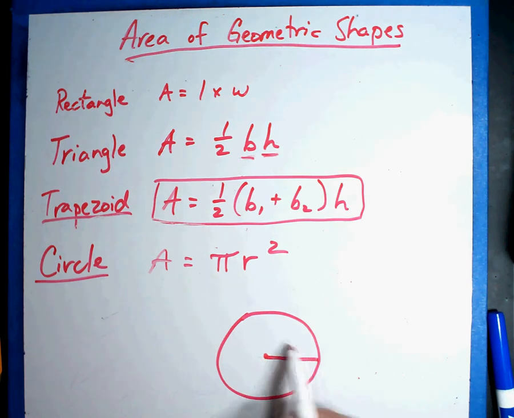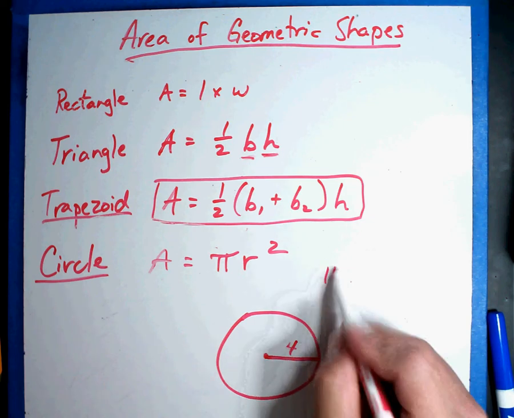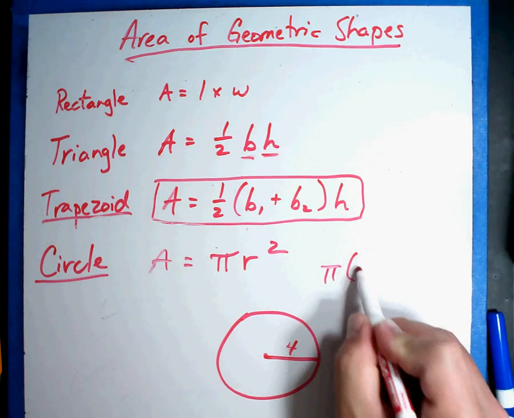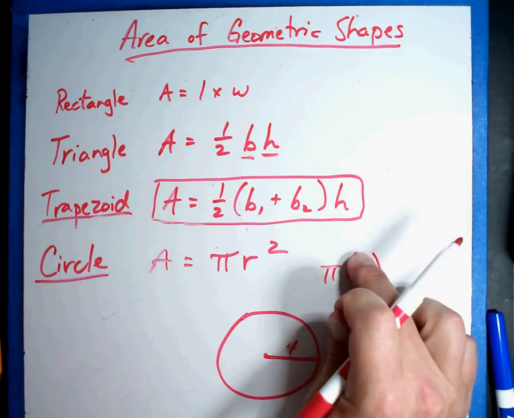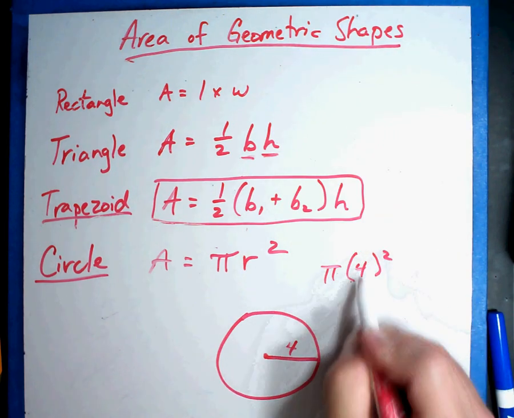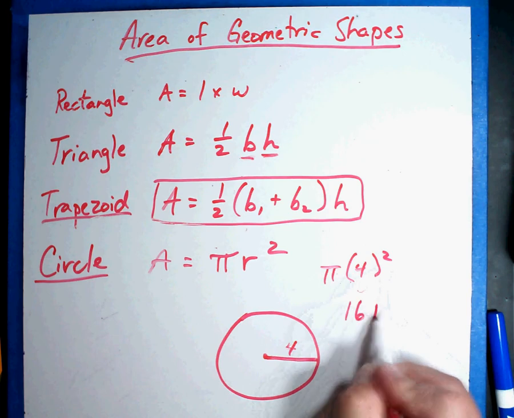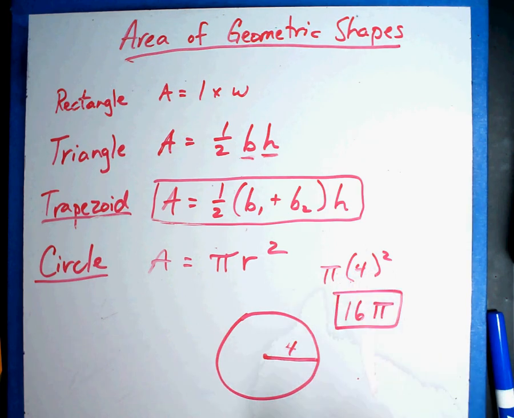So let's say that we had a radius of 4. Well, what we're going to do is area is going to equal pi times the radius, which is 4 squared. 4 squared is 16. So my answer is 16 pi. Now, if you look at the answers and you don't see 16 pi, then what you can do is you can actually take that value and go a little bit further.